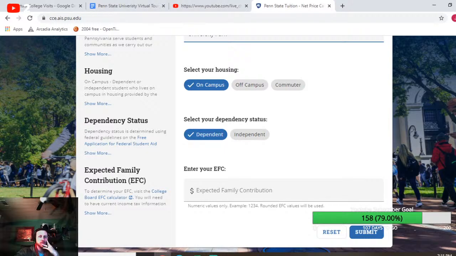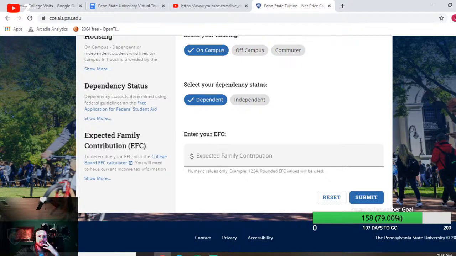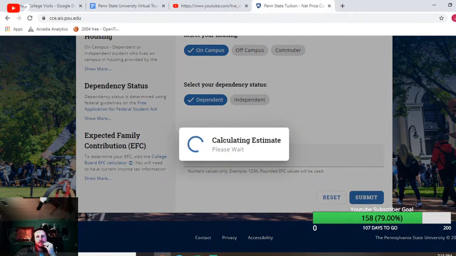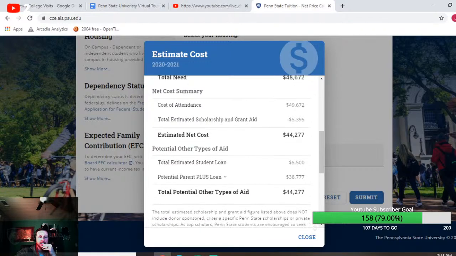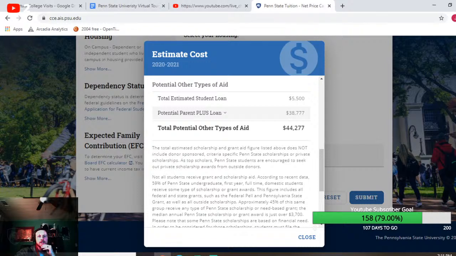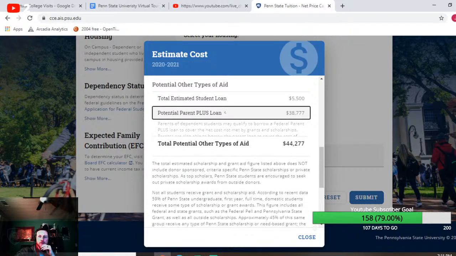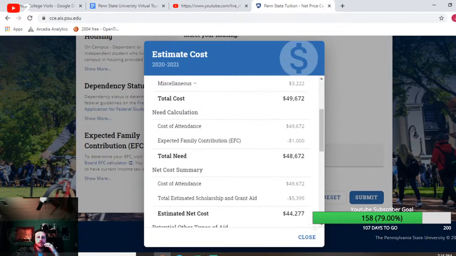Expected family contribution. So you're more likely a dependent. I don't even know what you could put in this. You would have to know that one. So yeah, that gives you a pretty good idea. It does look like there are loans. There's a potential Parent Plus loan that parents can use. It's basically in their name, essentially.